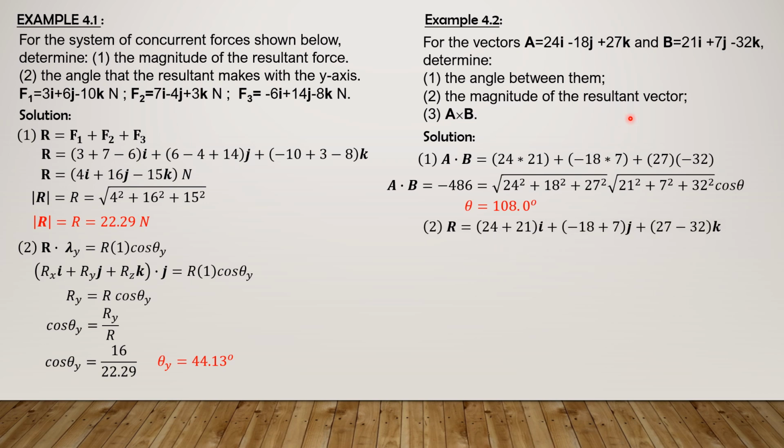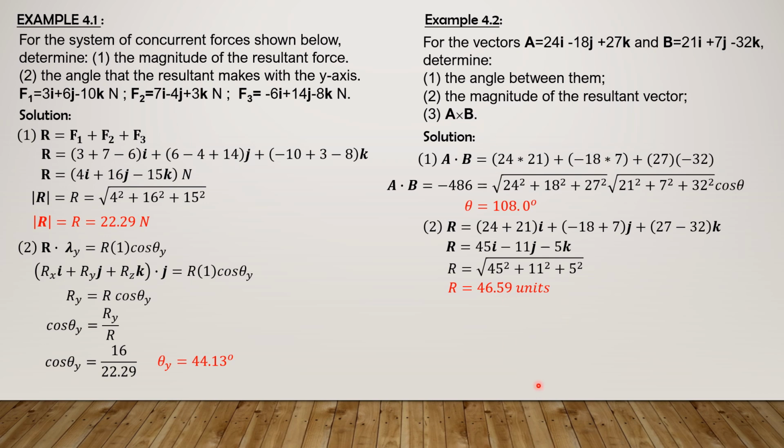Letter B, the magnitude of the resultant vector. So A plus B is simply 24 plus 21 i plus quantity negative 18 plus 7 j plus quantity 27 plus negative 32 k, which is 45i minus 11j minus 5k. So R therefore the magnitude is square root of 45 squared plus 11 squared plus 5 squared. The magnitude is 46.59 units.